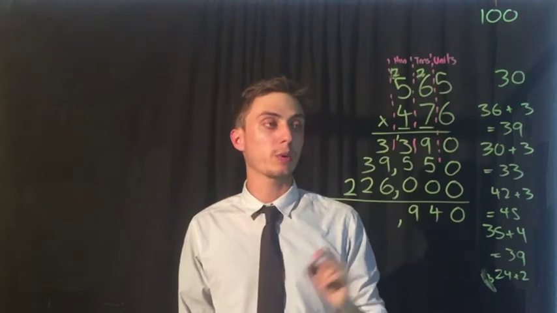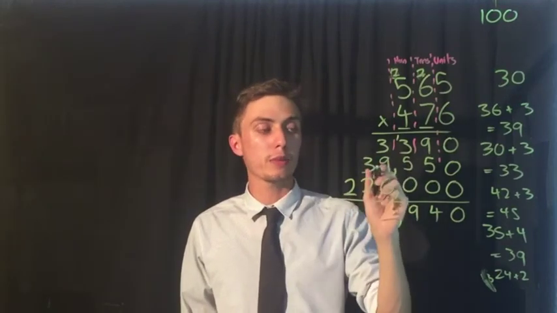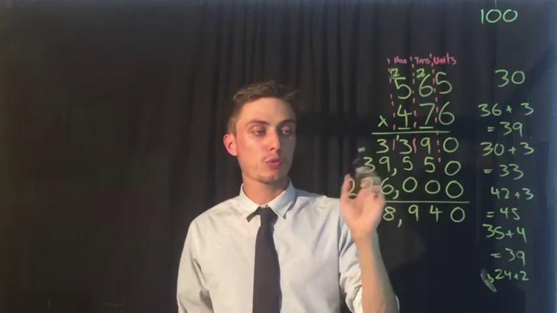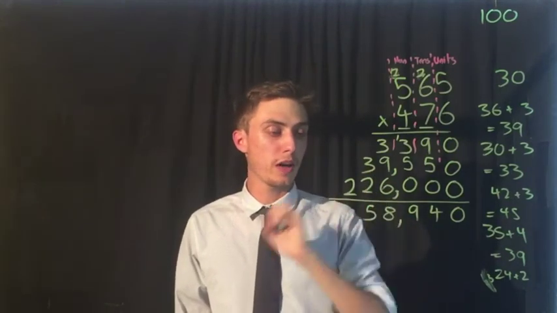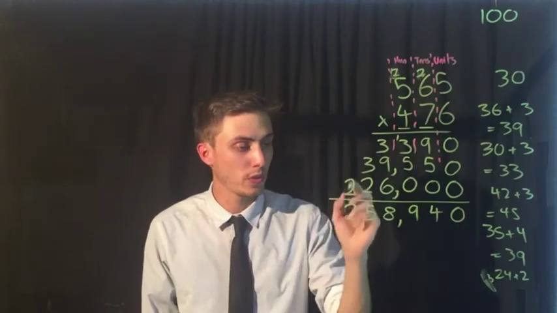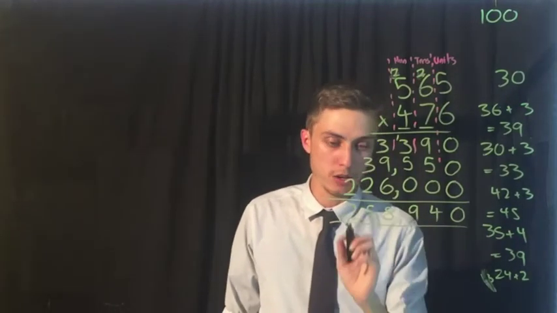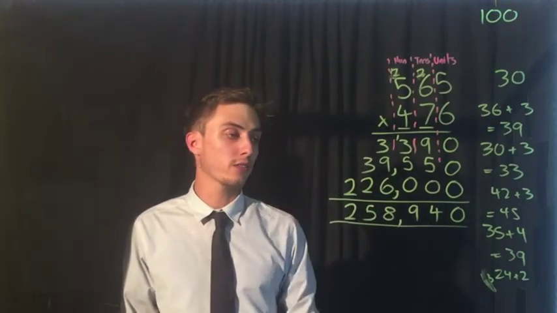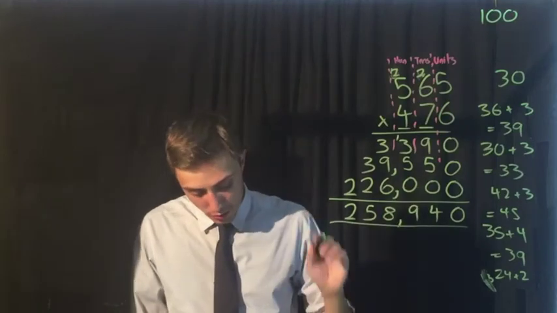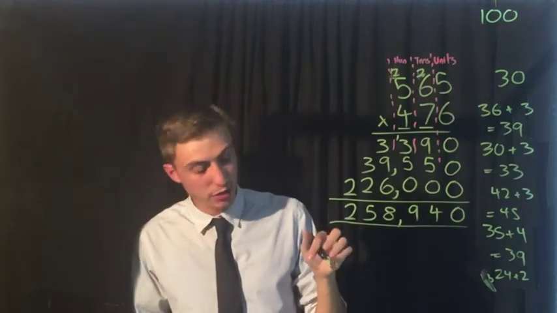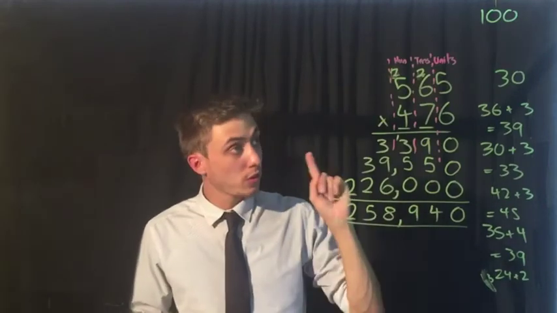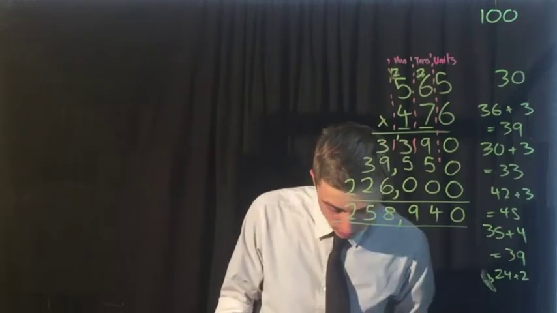Drop our comma there so we can keep our place. 3 plus 9 is 12, plus 6 gives us 18. 3 plus 2 gives us 5, and 2, all on its own there, is 2. So our answer ends up being 258,940. Fantastic. Right, so I've just shown you how to do 2 3-digit multiplications. Things to keep in mind as you do these.